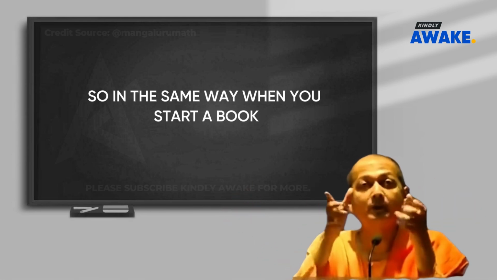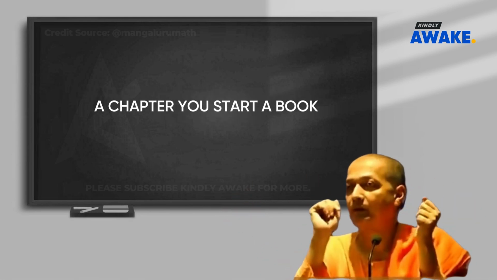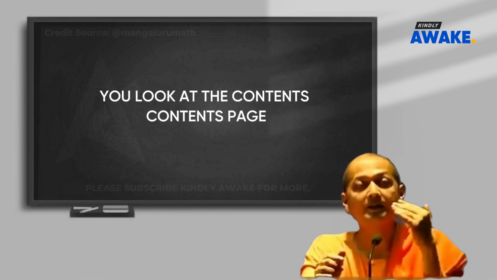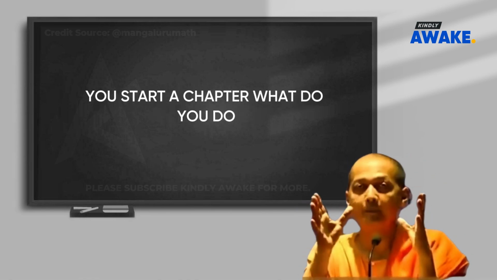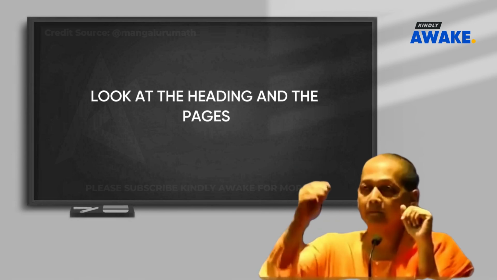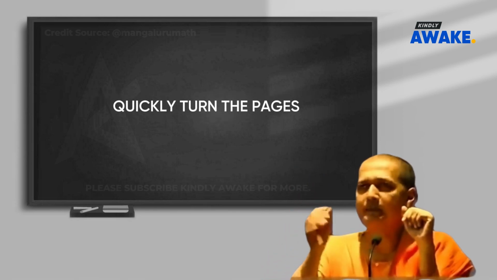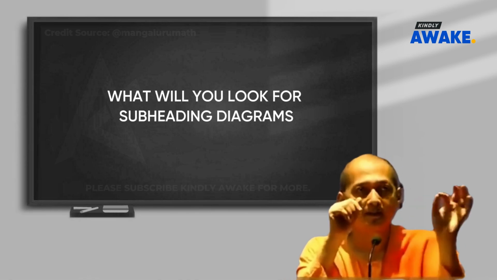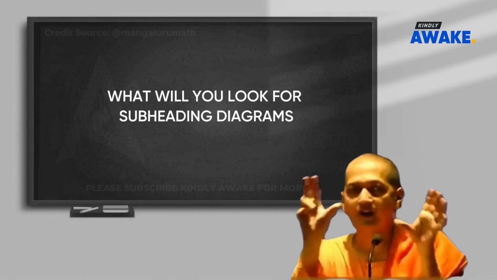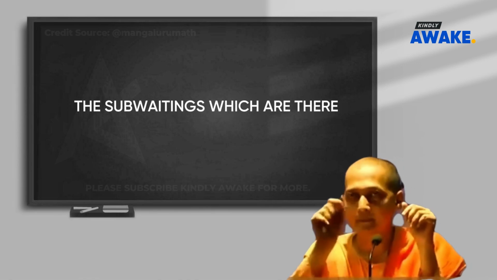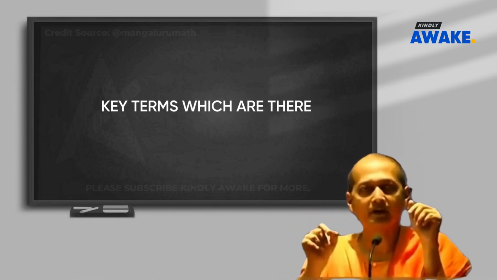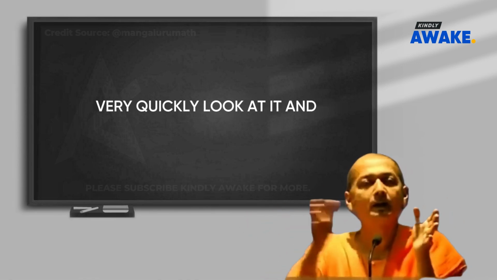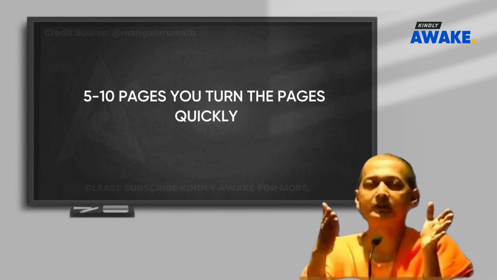In the same way, when you start a book, you look at the contents page. You start a chapter, what do you do? Look at the headings and the pages. Quickly turn the pages, 2 minutes, 3 minutes. A quick survey. What will you look for? Subheadings, diagrams, charts, tables, key terms. Very quickly you look at it. And 5-10 pages, you turn the pages quickly.